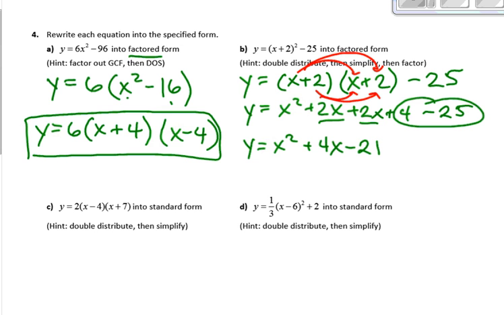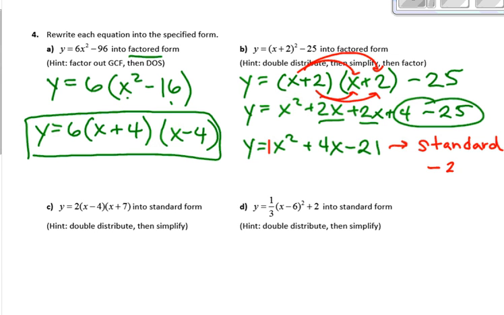Now, I want to pause here for a second, and I want you to recognize that this is actually a form, but it's not in factored form. This is actually in standard form. So if we stopped right now, we would be in standard form. Okay, but they want us to go into factored form. So in order to get to factored form, we have to start in standard form. So now that we're in standard, notice that we can just do AC factor. So AC factor, remember, is A times C. So A is 1 here, C is negative 21.